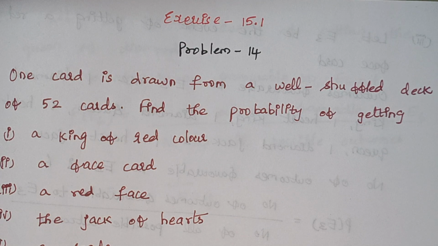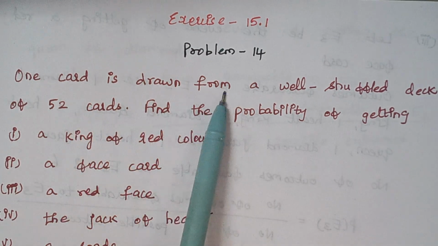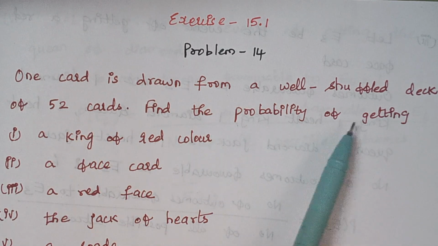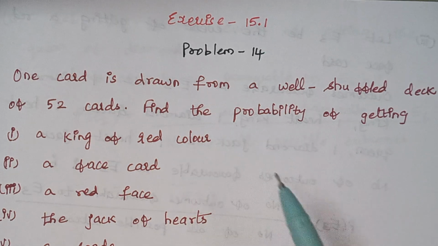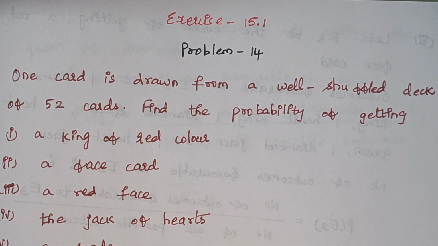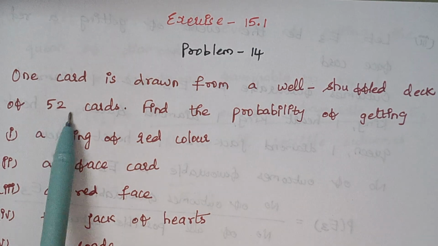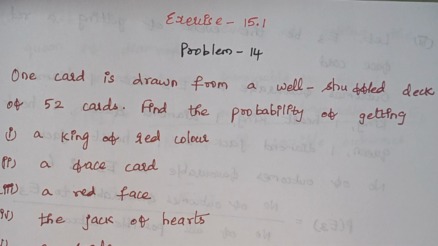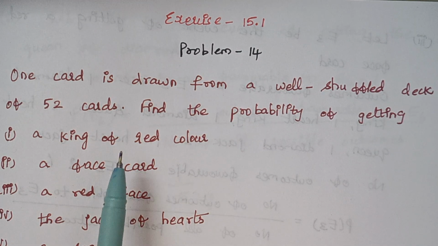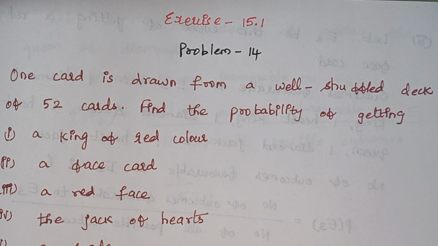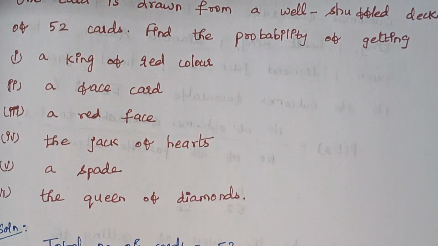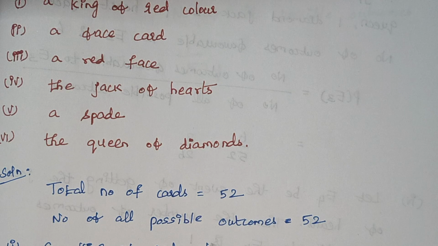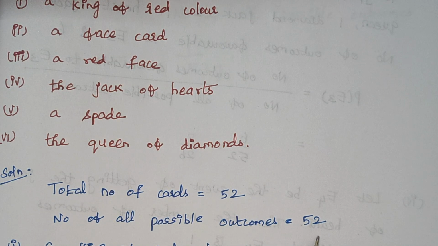Problem number 14. The problem is: one card is drawn from a well shuffled deck of 52 cards. Find the probability of getting... Totally we are having 6 questions. So what are all the possible outcomes? Here the total number of outcomes is 52 because we have totally 52 cards. And now we are going to find the probability of getting each and everything. So we start our solution with total number of cards is 52. Therefore here the number of all possible outcomes is equal to 52.